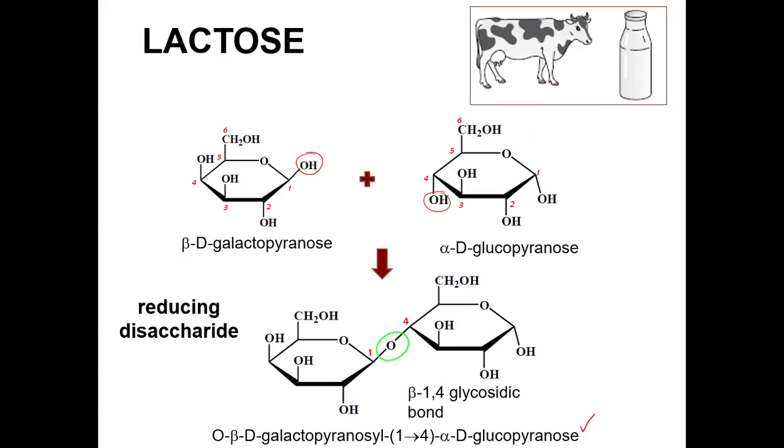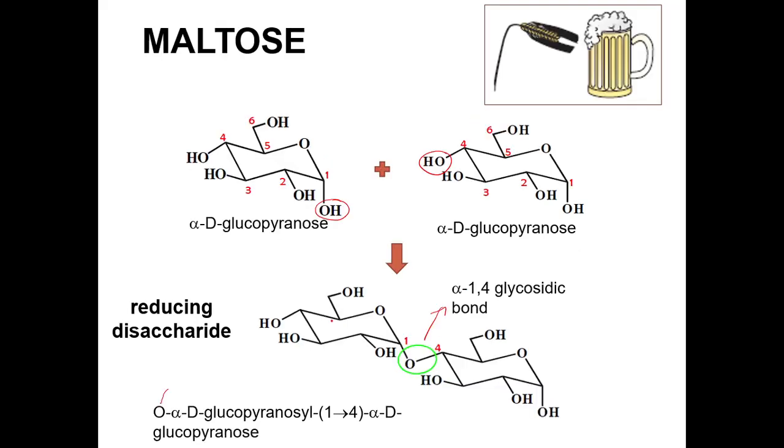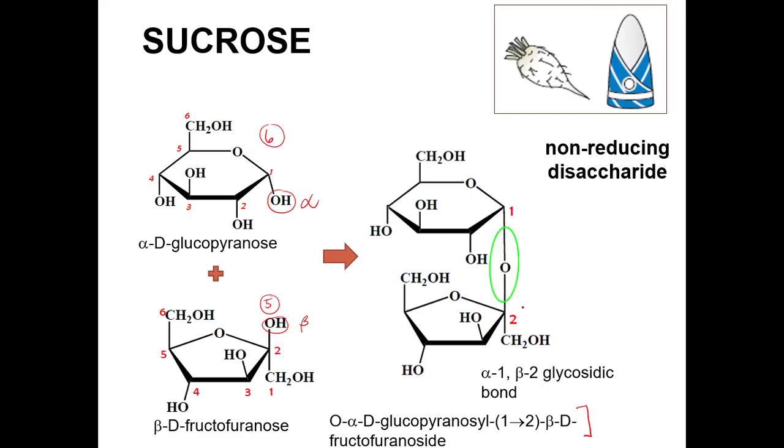This one is beta 1, beta 1 to alpha 4. Yon. So beta 1, alpha 4 for lactose. For maltose, it's an alpha 1,4 glycosidic bond. And then for sucrose, ito naman ay yung bond is between the alpha 1 and the beta 2 glycosidic bond.